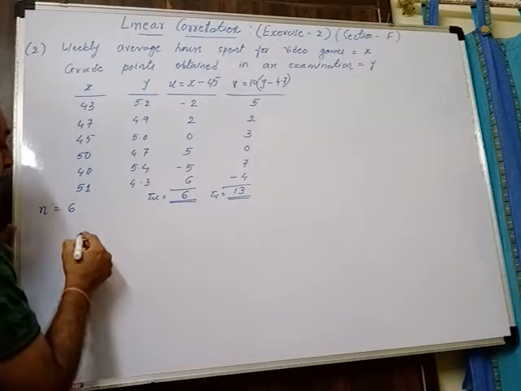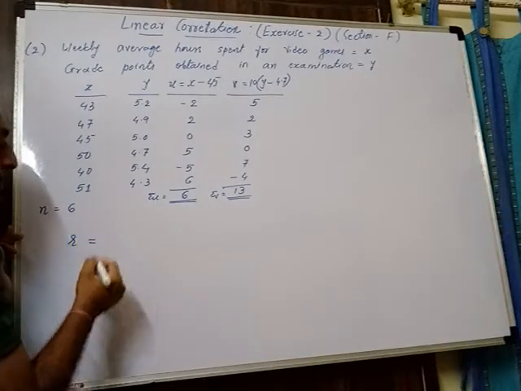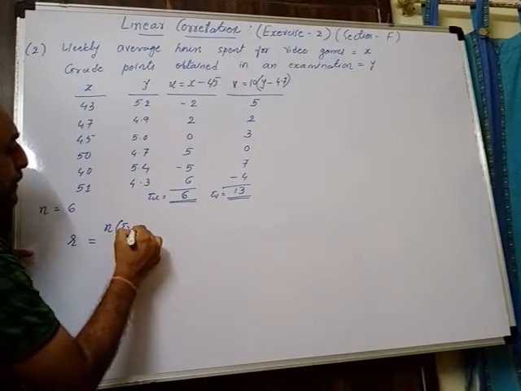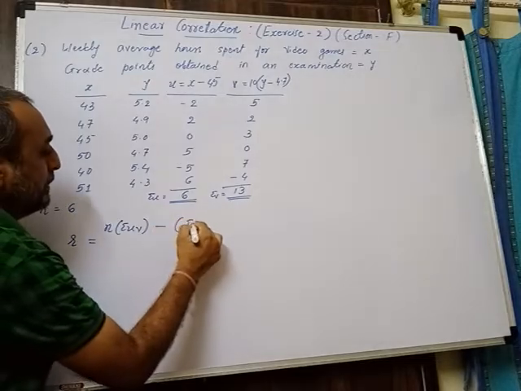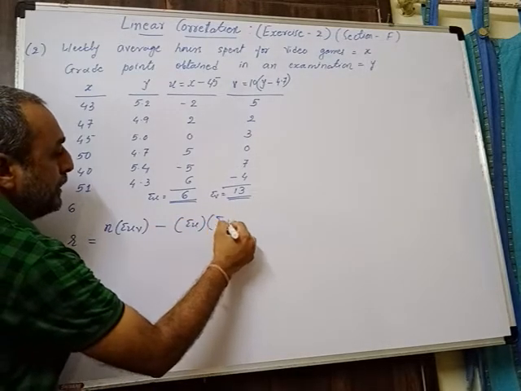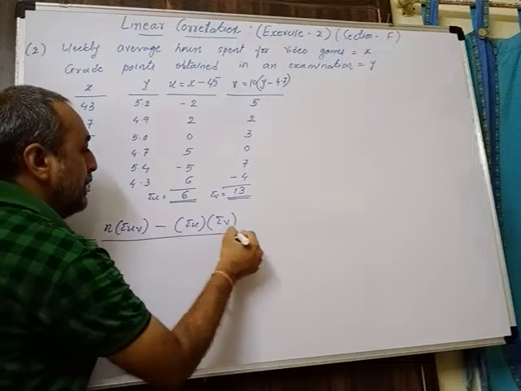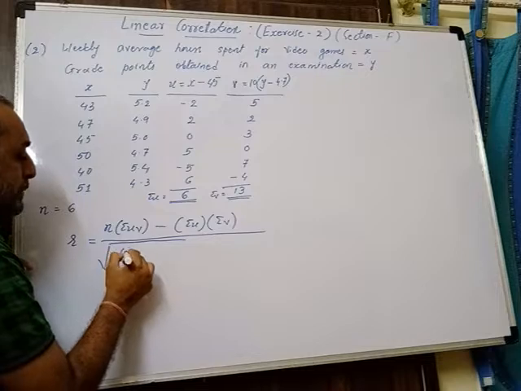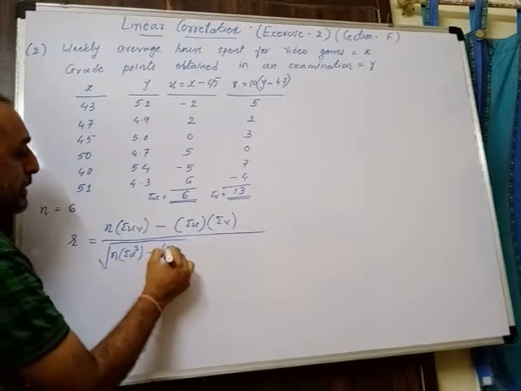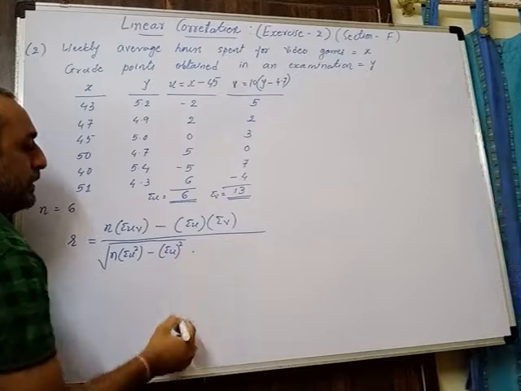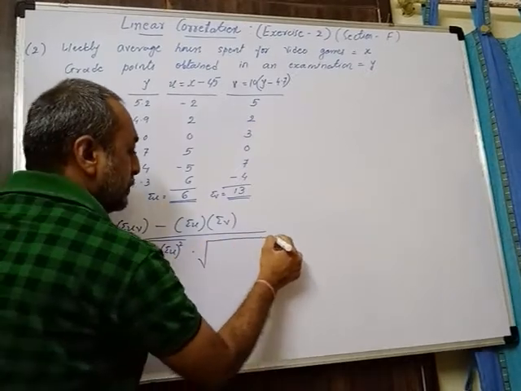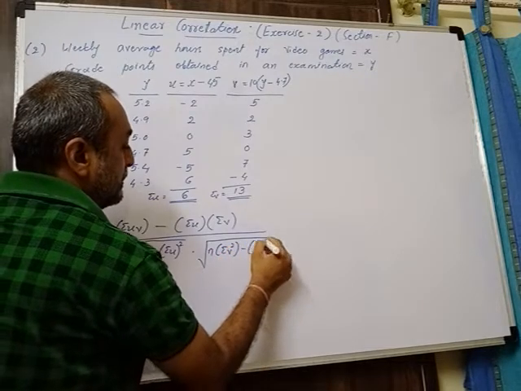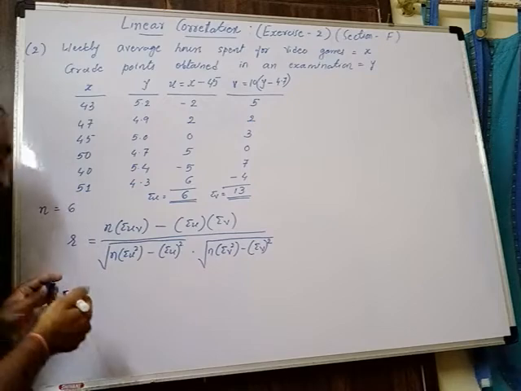Now according to this, we all know the formula which we have to use, the shortcut method formula. I am writing that formula first. r is equal to sum of uv minus sum of u into sum of v, divided by the first root of sum of u square minus sum of u the whole square, into the other root of sum of v square minus sum of v the whole square. This is your formula.